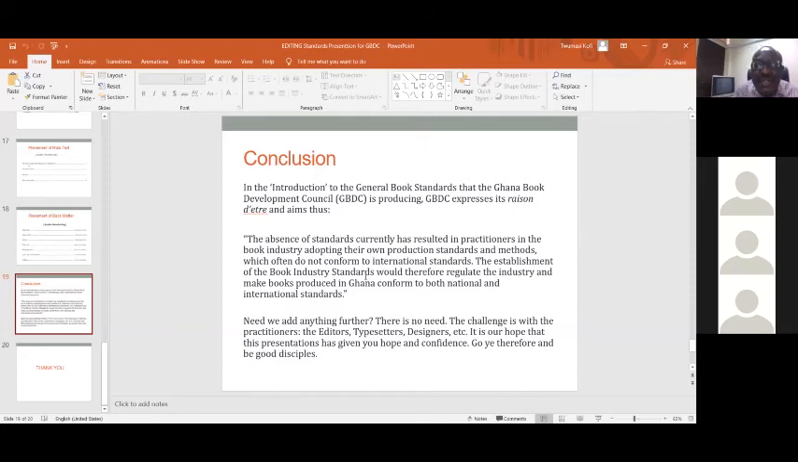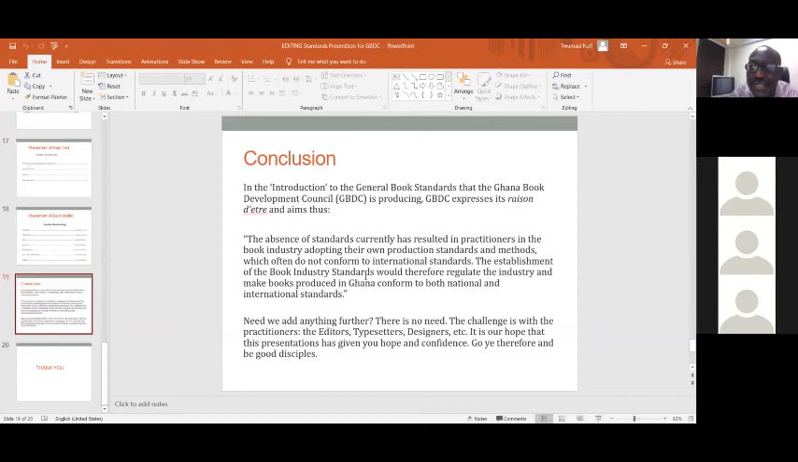The absence of standards currently has resulted in practitioners in the book industry adopting their own production standards and methods. We do not conform to the international standards. The establishment of the book industry standards will therefore regulate the industry and make books produced in Ghana conform to national and international standards. Need we add anything further?